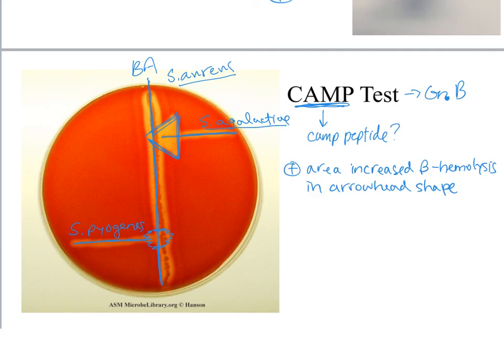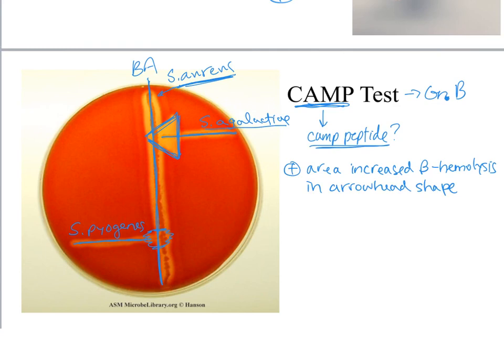Okay, so, oh, sorry, I had to sneeze. So organisms like Streptococcus, they have this CAMP peptide that works together with hemolysins produced by Staph aureus. Staph aureus is actually beta hemolytic as well, even though we didn't talk about that before. So the CAMP peptide works together with hemolysins produced by Staph aureus to give this increased beta hemolytic effect.